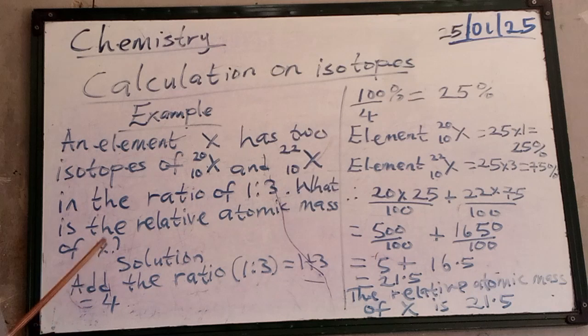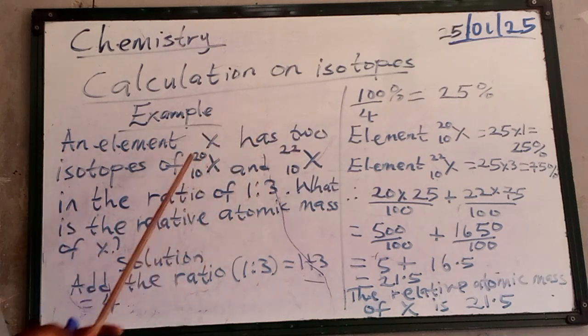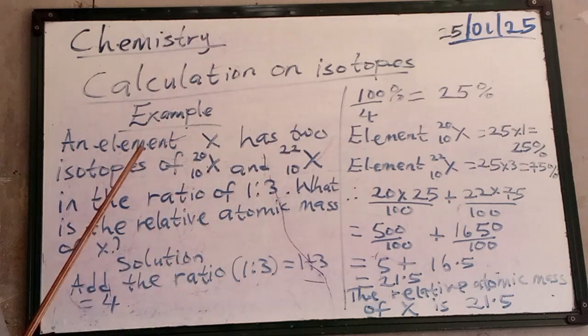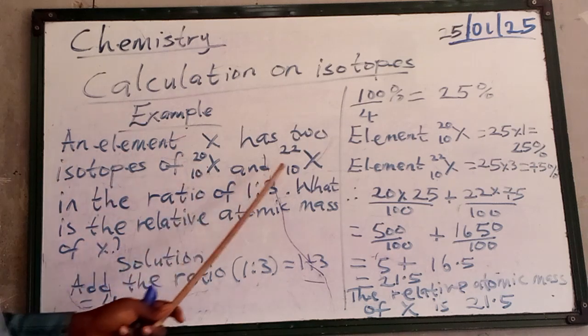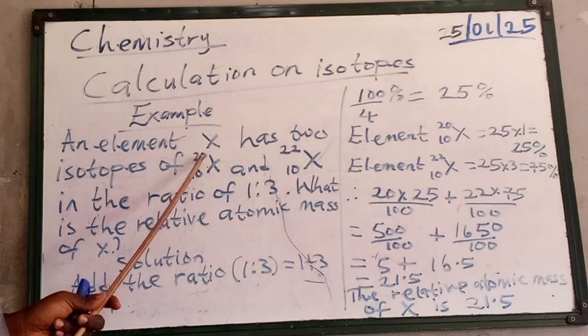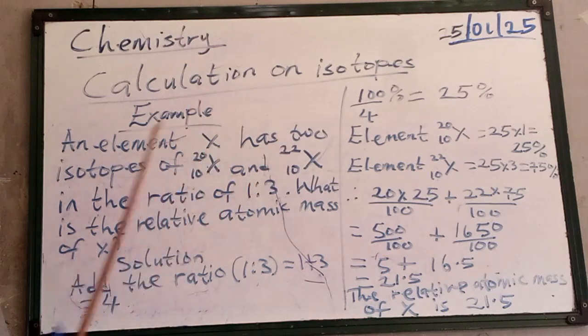So here we have to find the relative atomic mass of these two elements because it's X here. Because you know that from the definition of isotopes, isotopes are atoms of the same element having the same atomic number but different mass numbers. You can see this one, they're the same atomic numbers, but the mass number here is 20, here is 22.